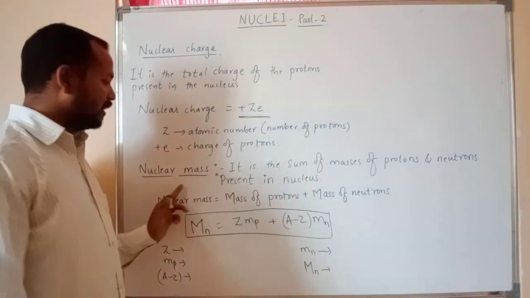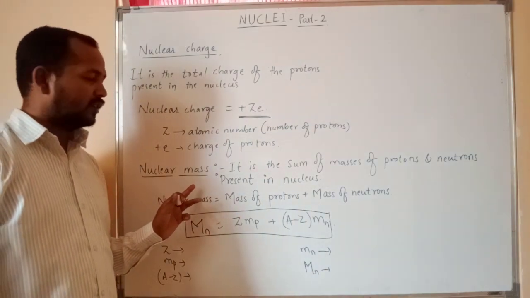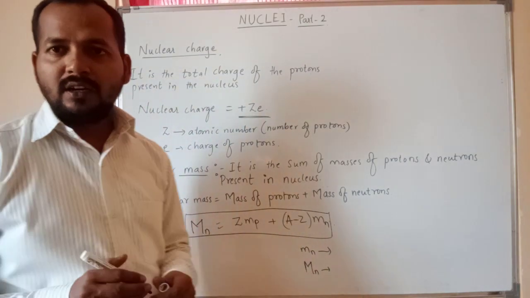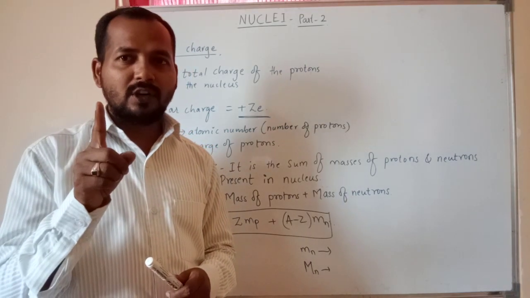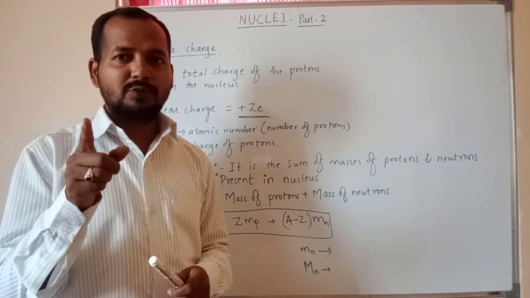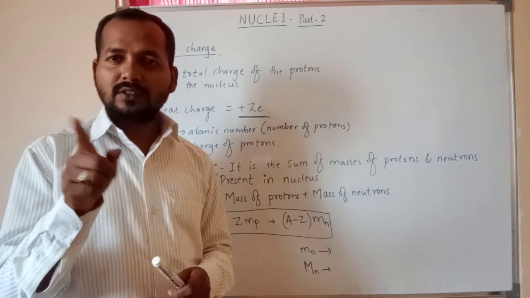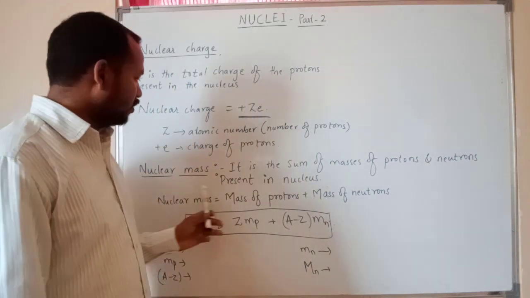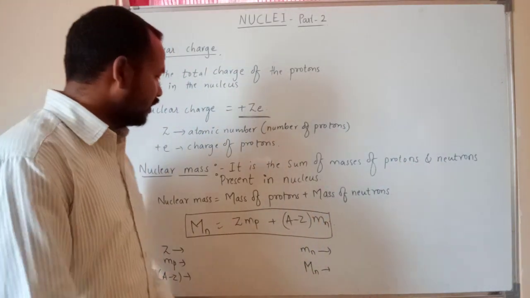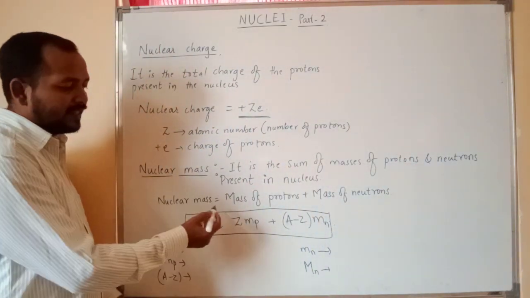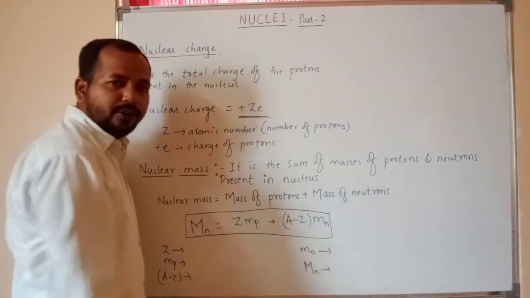Next, nuclear mass. What is nuclear mass? Charge is only because of protons, but mass is because of protons as well as neutrons. So it is the total sum of the masses of protons and neutrons present in the nucleus. So nuclear mass is given by mass of protons plus mass of neutrons.